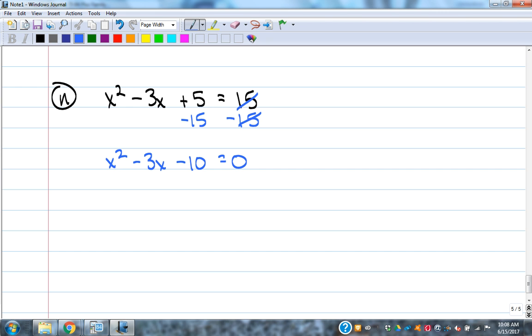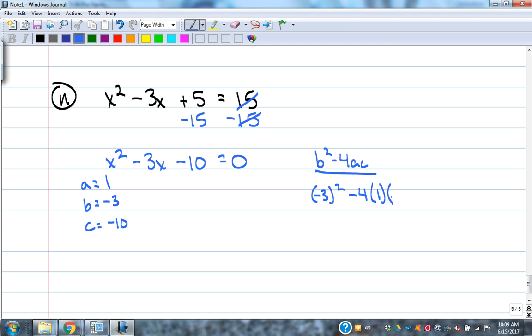If I were trying to do factoring, there's nothing that multiplies to be negative 10 and adds to be negative 3. Well, actually there are, but we're doing quadratic formula. So that's what I want to practice. Okay. So A, B, and C. That'd be 1, negative 3, negative 10. Using that, do your discriminant, b squared minus 4ac. So it'd be negative 3 squared minus 4 times 1 times negative 10.